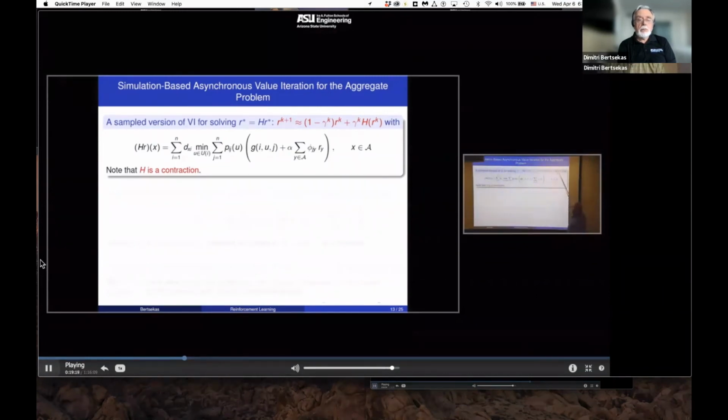And it would work. On the other hand, it's difficult to implement because there is an expectation here that bothers us. It is a legitimate algorithm and converges because H is a contraction, but it's difficult to calculate H of R k because of this outer expectation, and so we're going to use sampling to approximate that. And once you use sampling, you need to introduce also a step size, whereby at each iteration, you compute an approximation to this H of R k, and then you move in the direction of that approximation with a step size gamma k that's diminishing.